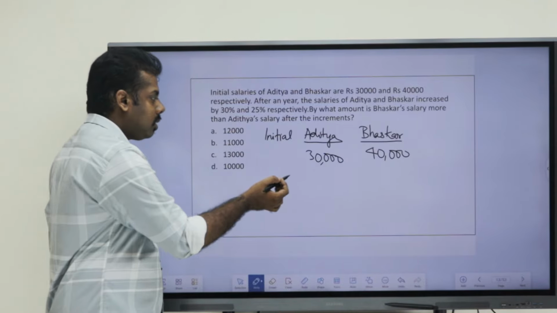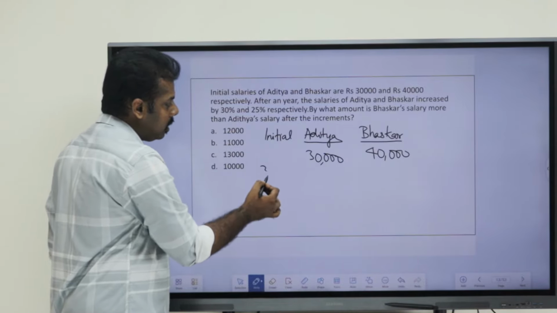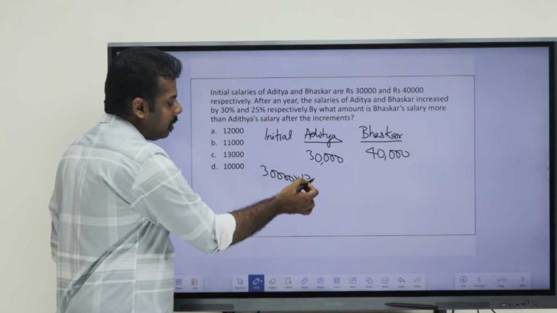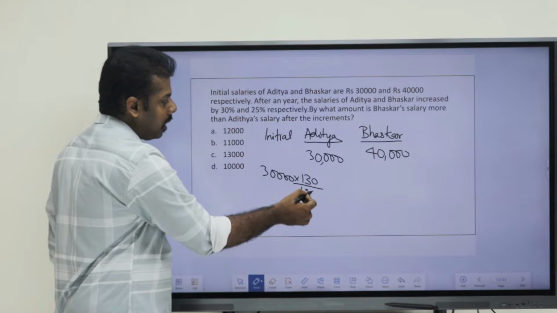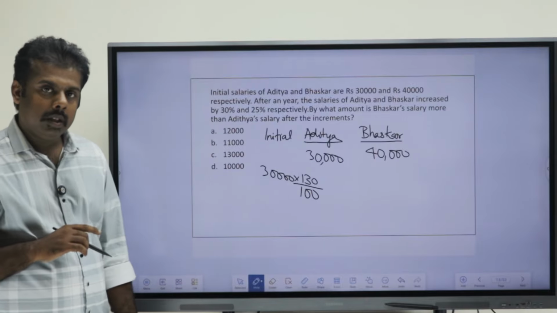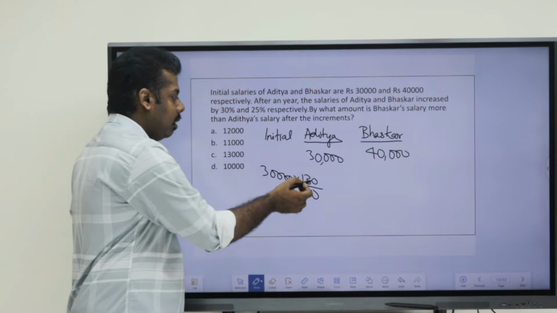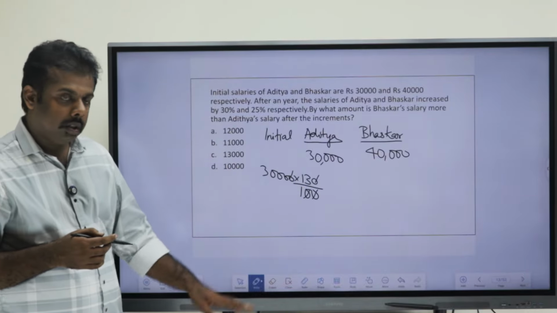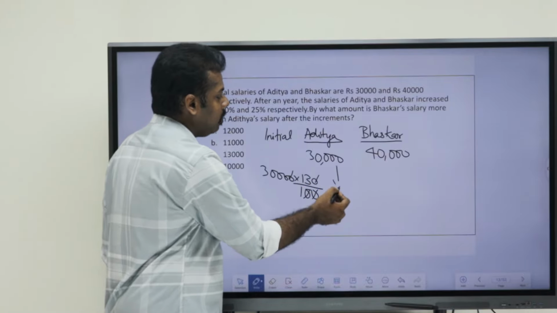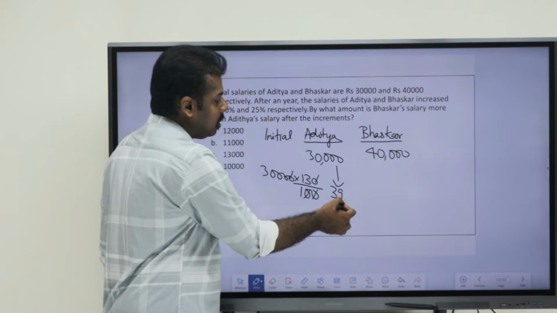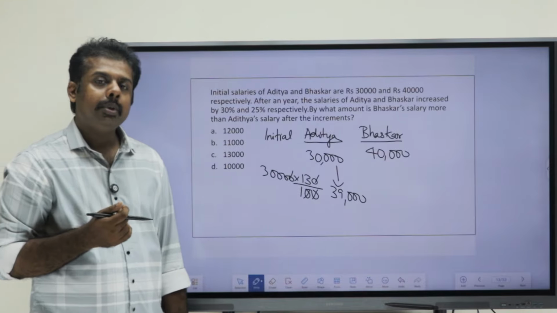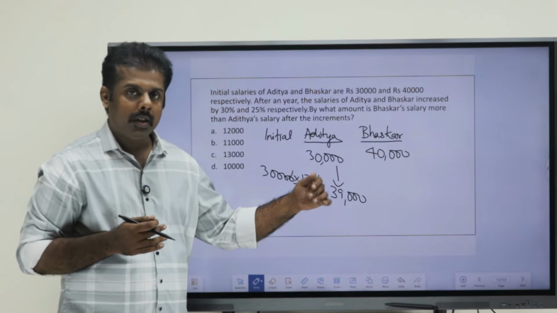Okay. If I try with 130%, we can say 30,000 is his initial salary. An increase of 30% will make his salary 130% of his initial salary. Now, if we cancel out the values, 3000 into 13 will give us what? 39,000. Now, we can say that his salary has become 39,000 after the increment. Okay.